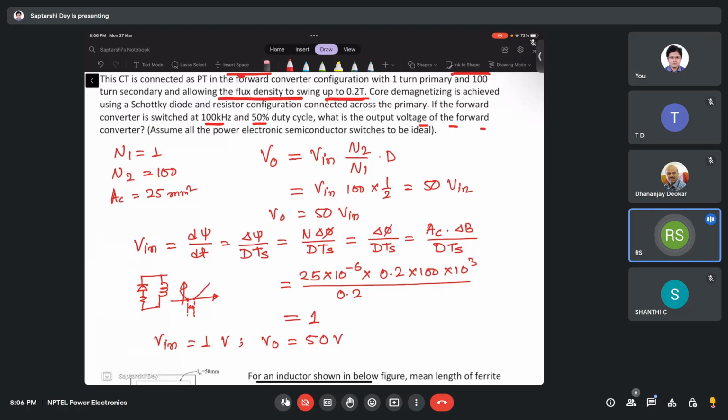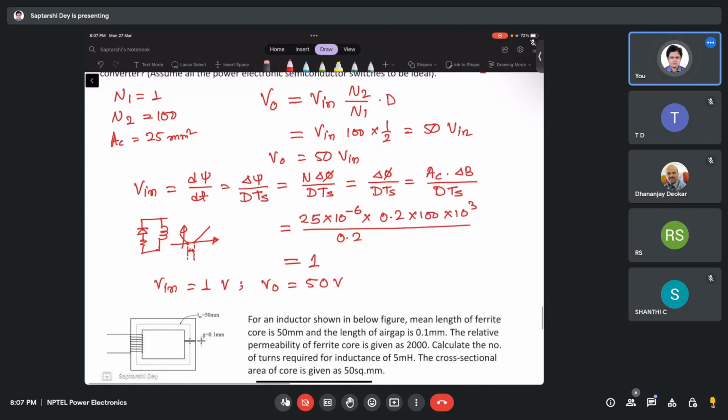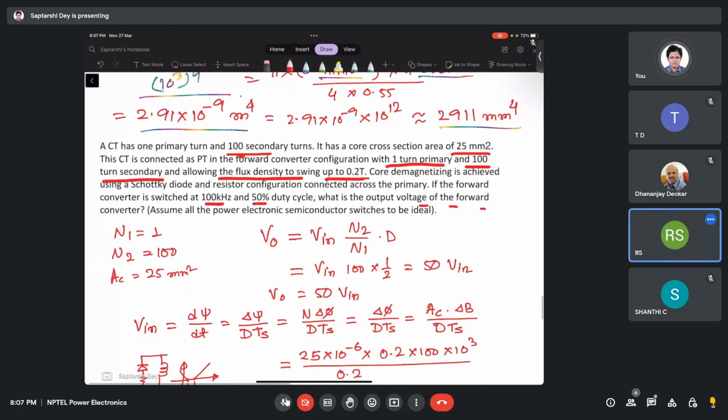Sir, here we have used only PT, right? Here we have taken N to be 1 because we are using PT. They have mentioned it here with 1 turn primary and 100 turn secondary. The CT, what may be the reason behind it? Just information they have given. Forget that, those are only to confuse the students. Be it CT or PT, simply take it as a transformer which has N1 is to N2 as 1 is to 100, just like that. CT PT you forget.